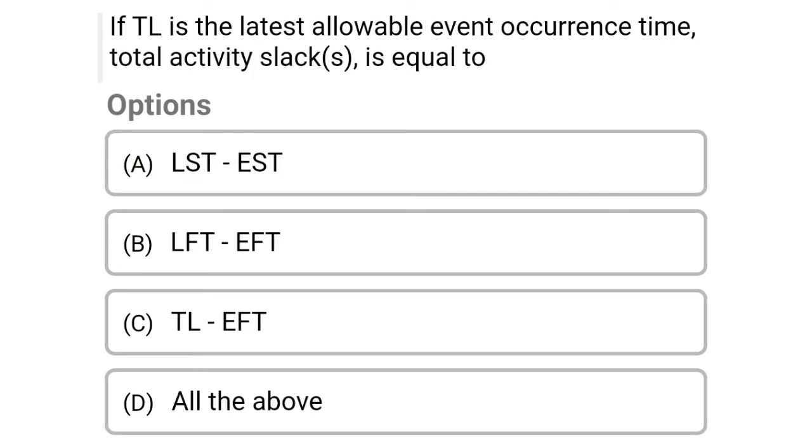So next question, if TL is the latest allowable event occurrence time, total activity slack S is equal to option A, LST minus EST, option B, LFT minus EFT, option C, TL minus EFT, option D, all the above. So the correct answer is option D, all the above.